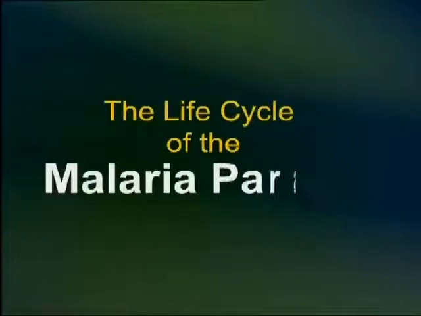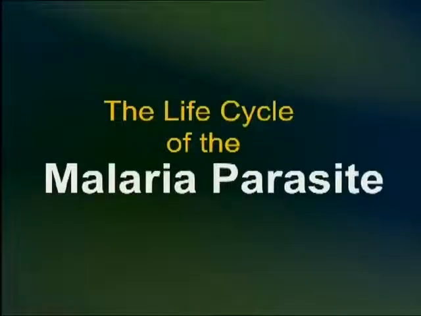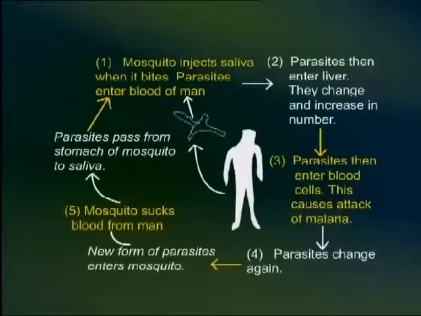Now, that was one sample for you. Let us look at another sample of how cyclic writing takes place. On your screen, you will see the life cycle of the malaria parasite. Look at it carefully. Look at the different stages. Number 1, the mosquito injects saliva when it bites. Parasites enter the blood of man.